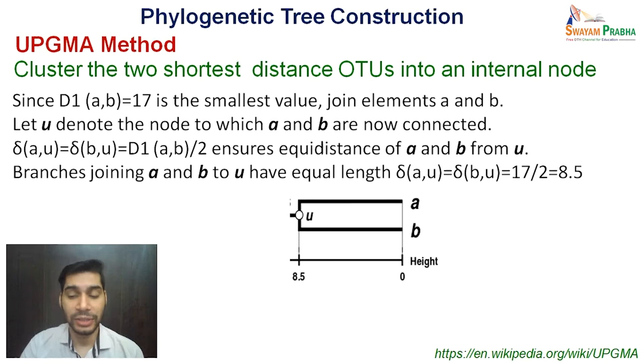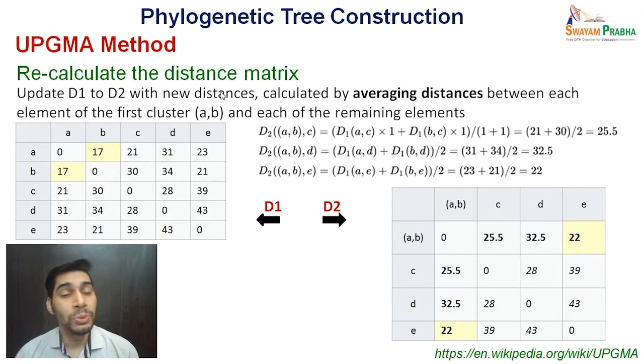The second step here is to recalculate the distance matrix. So this was the distance matrix we had initially. Now we'll make another matrix which we'll name D2. How? We'll update this with the new distances calculated by averaging distances between each element of the first cluster. Now A and B are not separate, they have made a cluster AB, and then each of the remaining elements. So let's say in D2 the distance between AB, which is now acting as one cluster, with C. So AB with C, let's say A with C is 21, and B with C is 30. So A's distance with C plus B's distance with C divided by 2 comes out to be, let's say, 25.5 here.